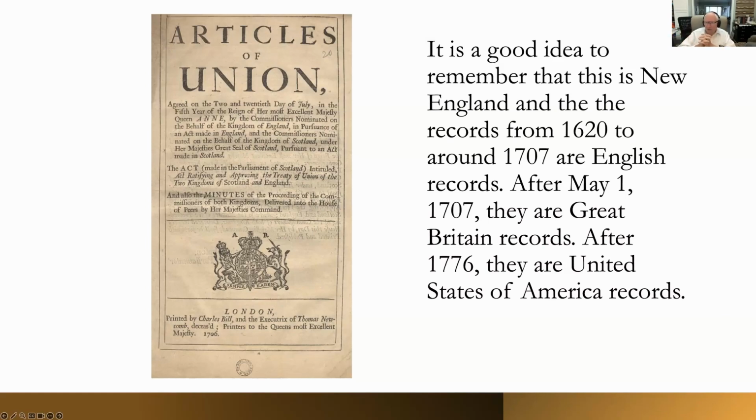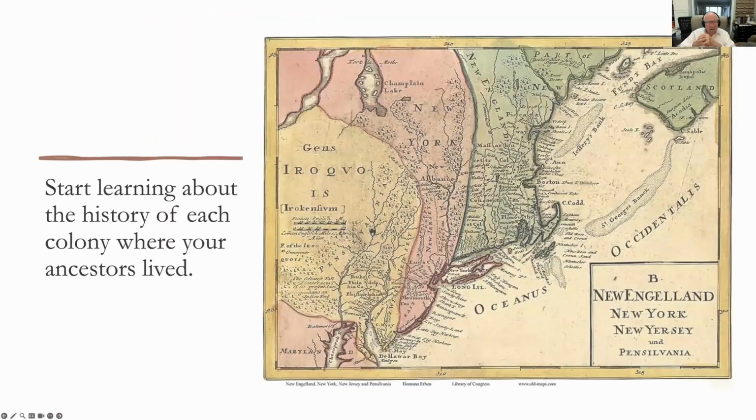And so when we talk about New England records, we're really talking about basic record sets that occurred and were established beginning in 1620. What is the significance of 1620? Well, that's why we start learning about the history of each of the colonies. So if you trace some ancestors back to one of the New England colonies, then it's very important that you understand the history of the colony.